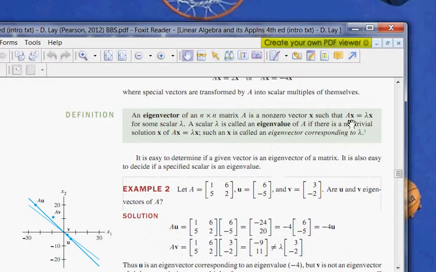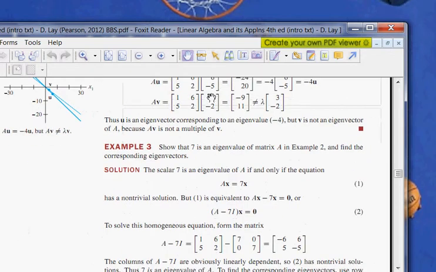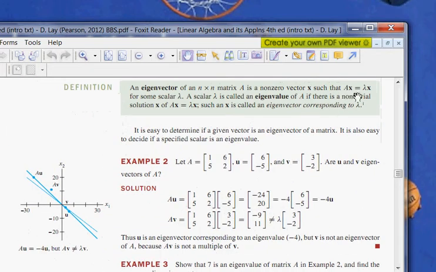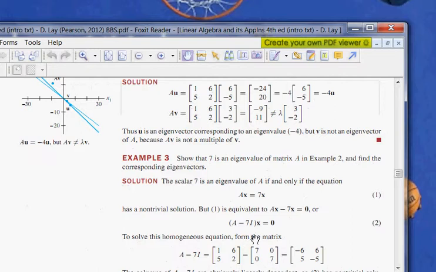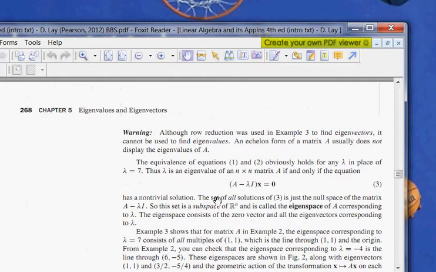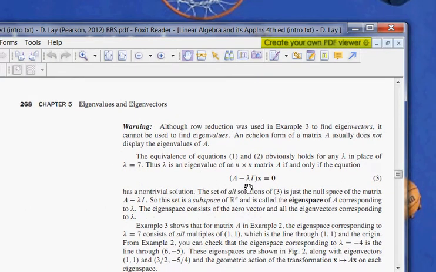Oh, okay. So remember this condition, okay? Ax equals lambda x. Lambda, eigenvalue. X, eigenvector. That condition right here, Ax equals lambda x, is the same thing as this condition right here: A minus lambda I, where I is the identity matrix, times x equals 0, okay?